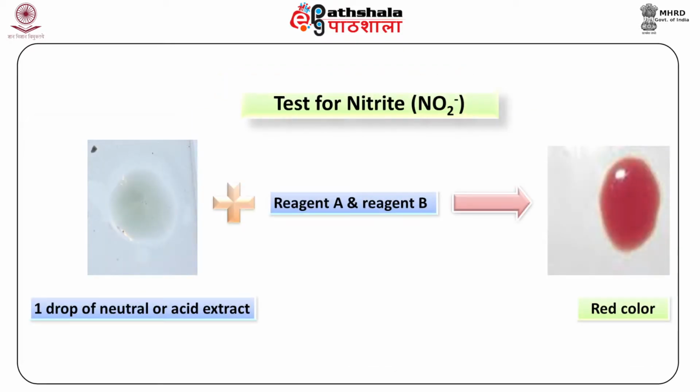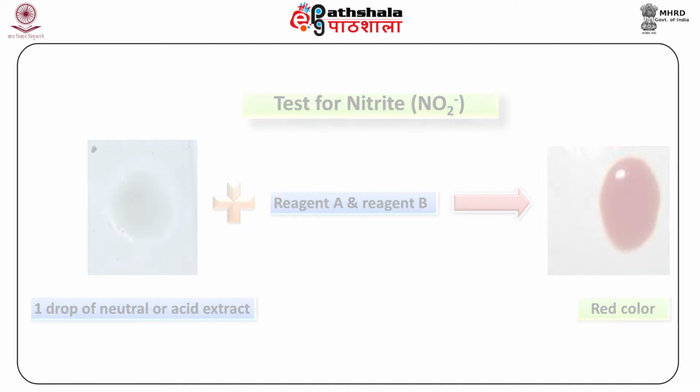The test is carried out by taking 1 drop of neutral or acid extract on a clean spot plate. This step is followed by the addition of reagent A and a drop of reagent B. The presence of nitrite ions is indicated by the formation of a red color.